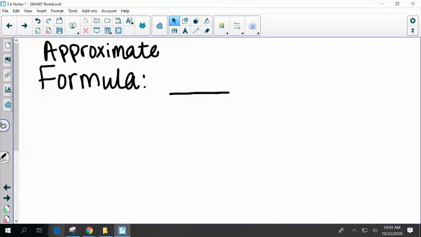You already have a line on your notes. In order to approximate, you're doing medium minus small over large minus small. Like I said, it's not a mathematical formula. I'll explain here in just a minute. So medium minus small over large minus small. That's the formula we're going to use for this.